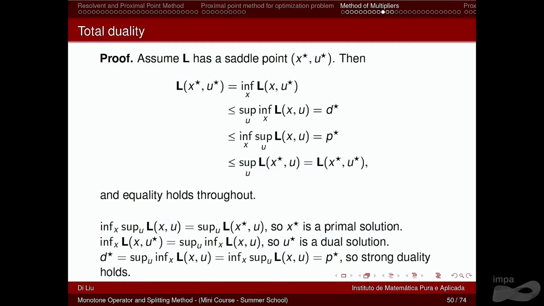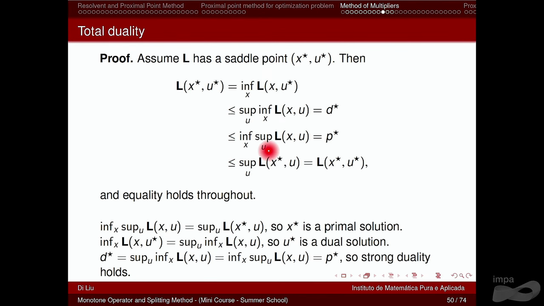So later we have, since we proved this, the inf sup of L is equal to the sup of L for any x. So the x star is just the solution of the primal problem. It reaches the optimum at the point x star. And because of a similar argument, we can see that the u star is the dual solution. And we have D star equals P star. So we have the strong duality.